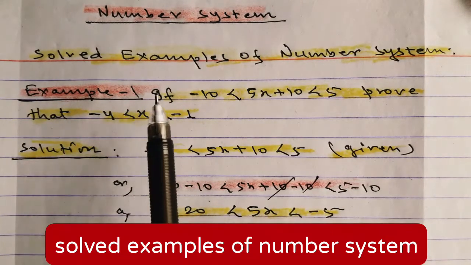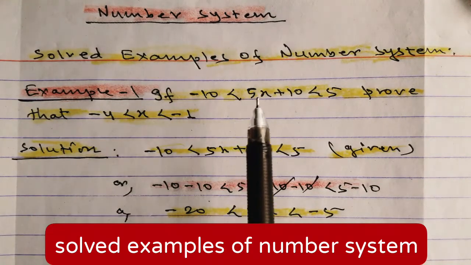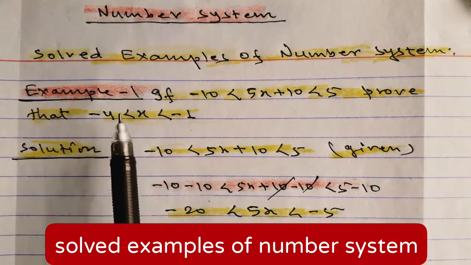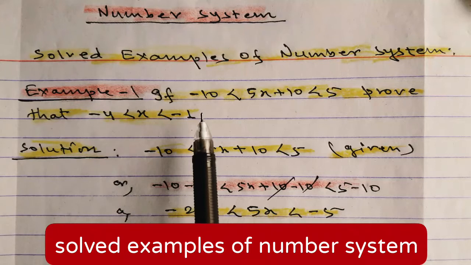In this lecture we are going to discuss solved examples of number system. Example 1: if minus 10 is less than 5x plus 10 less than 5, then we have to prove that minus 4 is less than x less than minus 1.